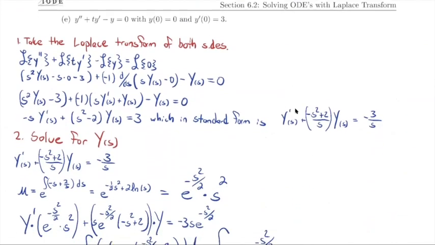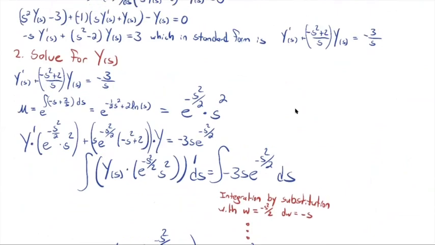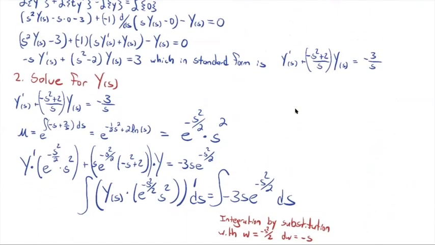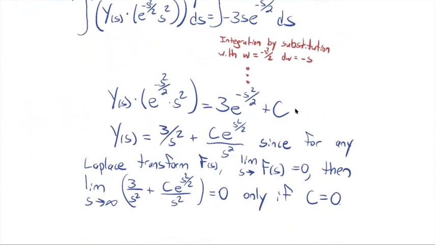There's something different about this one, though it's pretty similar. We solve for Y of s, which means we've got some linear differential equation for Y. We solve that using the integrating factor. It's a little more complicated here, but we can solve it. Then we get to a point down here where I've done my integrating factor, I've now solved for Y of s, and I'm about to take the inverse Laplace transform.